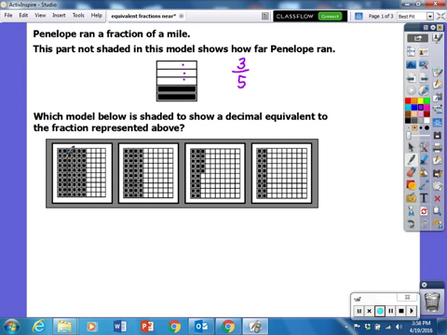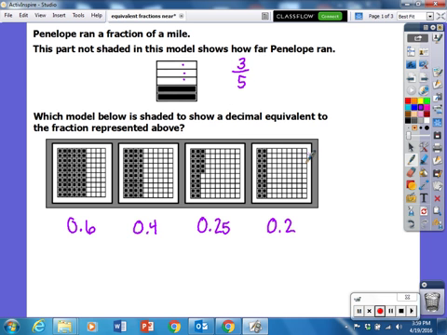So we've got 1, 2, 3, 4, 5, 6 longs, which is 6/10. Then we can come over here to the next one. 1, 2, 3, 4. 4 longs is 4/10. 1, 2 longs, so that's 20/10, or 20. 21, 22, 23, 24, 25. So that's 25/100. And then we have 2/10.